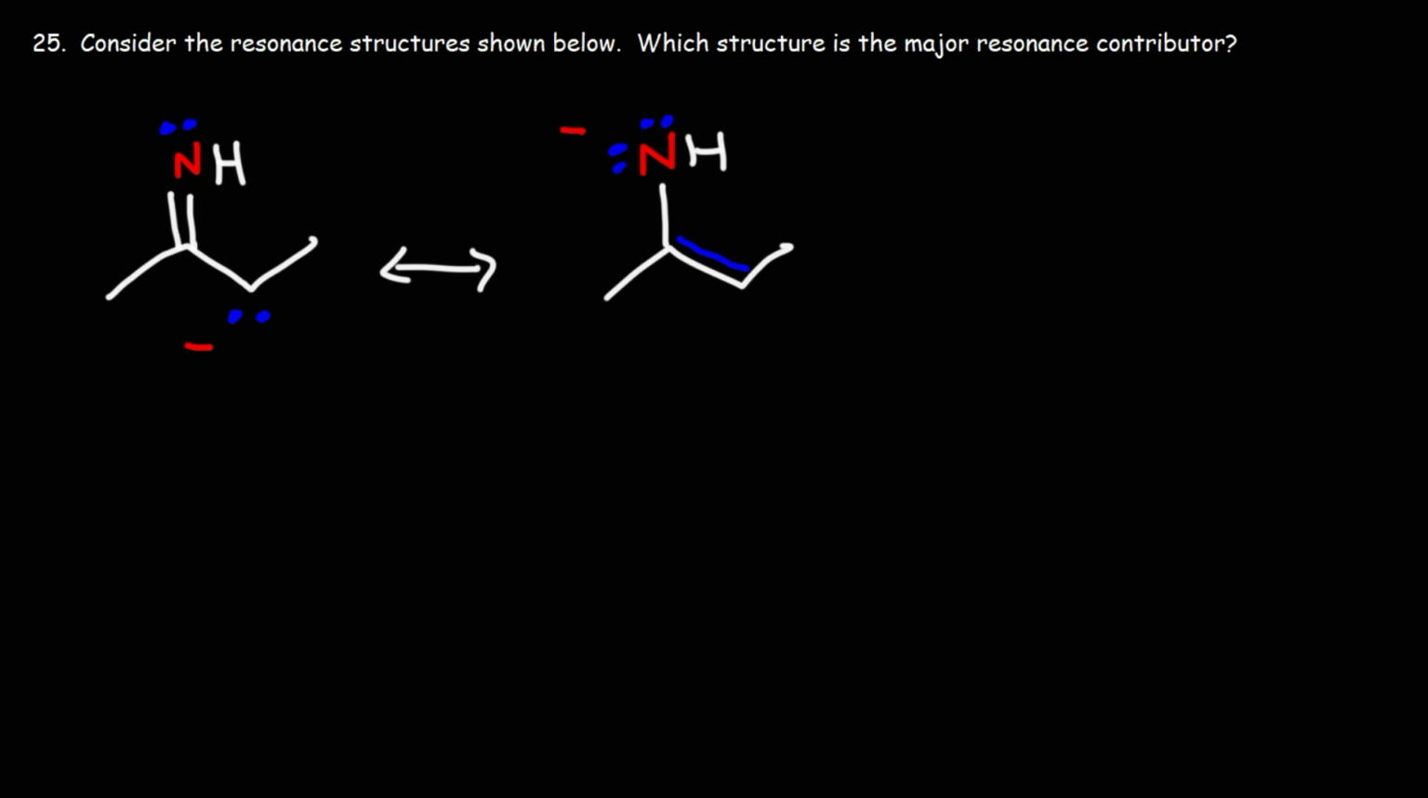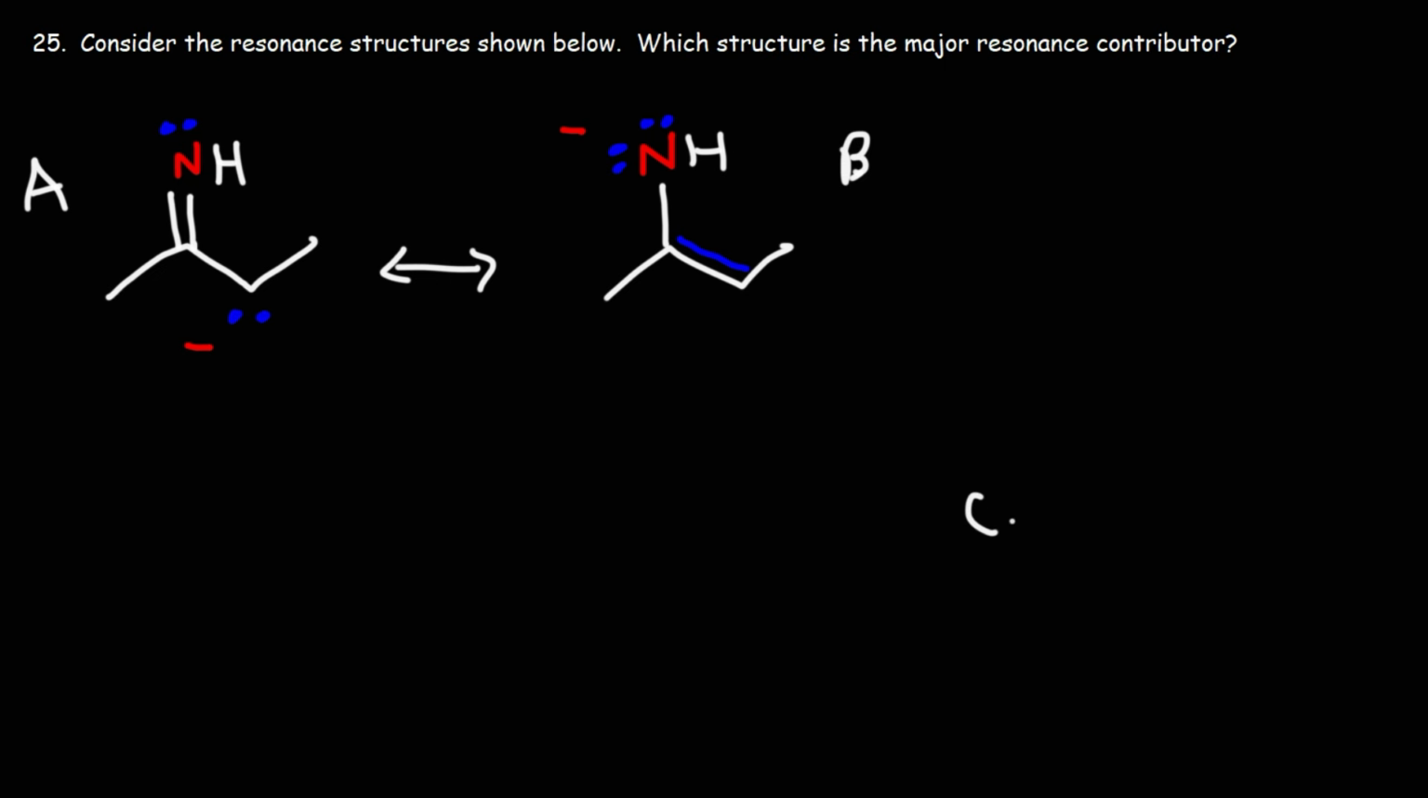Number 25. Consider the resonance structures shown below. Which structure is the major resonance contributor? And which one is the minor resonance contributor? The major resonance contributor is going to be the more stable of the two structures. So would it be the structure on the left, let's call that A, or the structure on the right, which we'll call B? Which one is more stable? The real question is, is it better to put the negative charge on the nitrogen atom or on a carbon atom? Which situation would create a more stable structure?